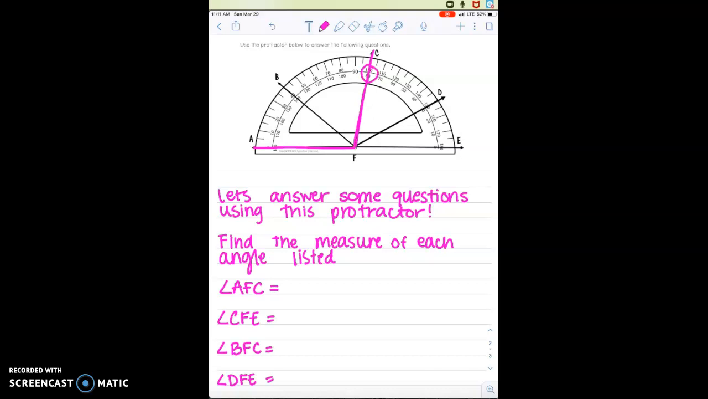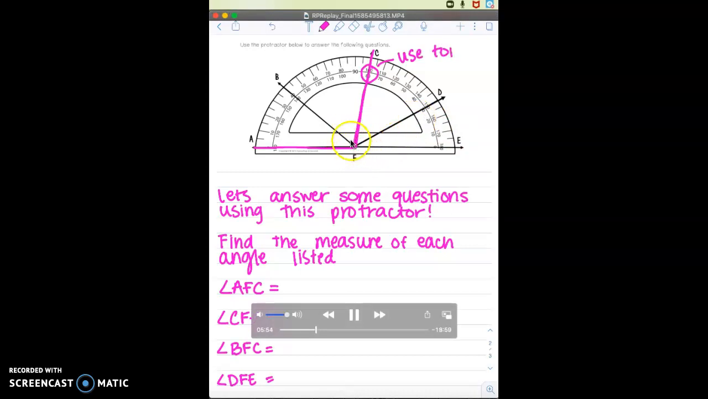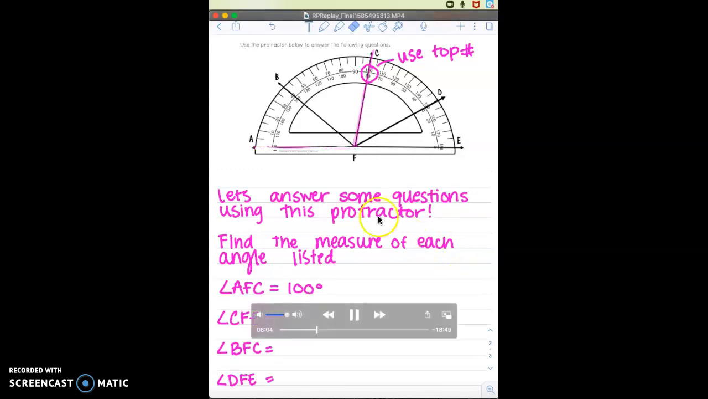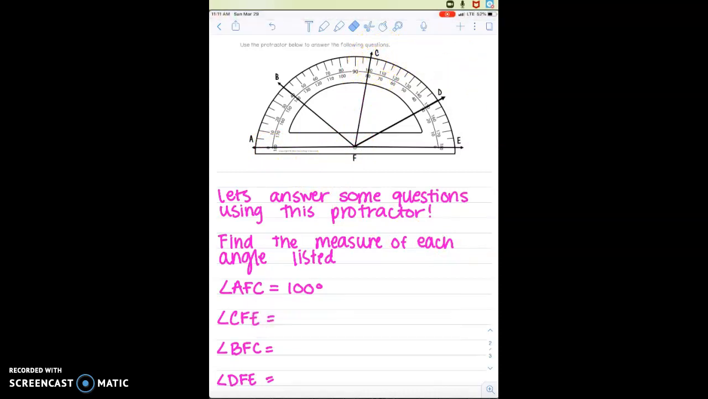So the important thing to realize here is that the middle point right here is always going to be in the middle of your angle name, okay? And that you are going to use the top numbers on this protractor. And so as you can see, I start at angle A, I go up through angle C, and then I ended up right here, and I got 100 degrees.